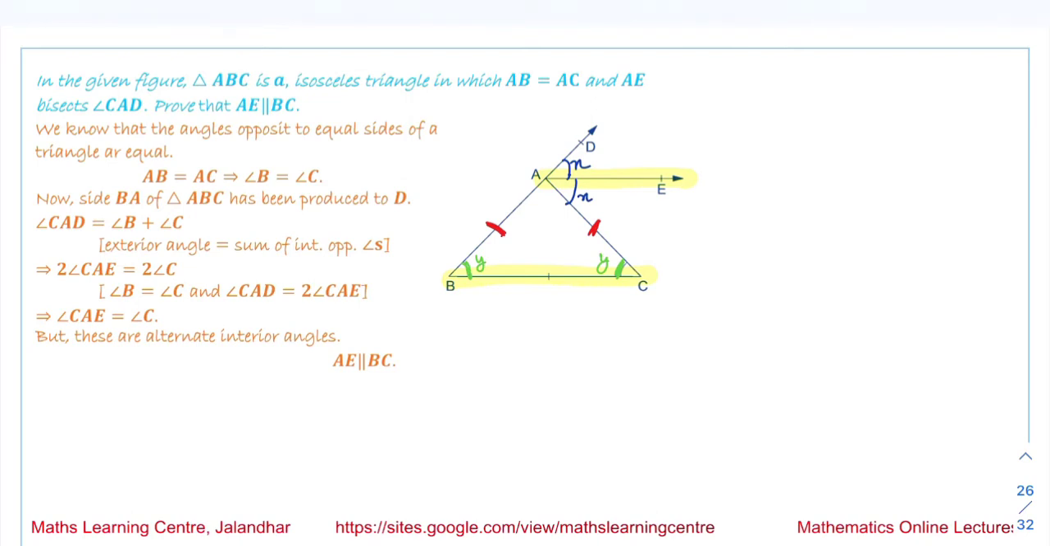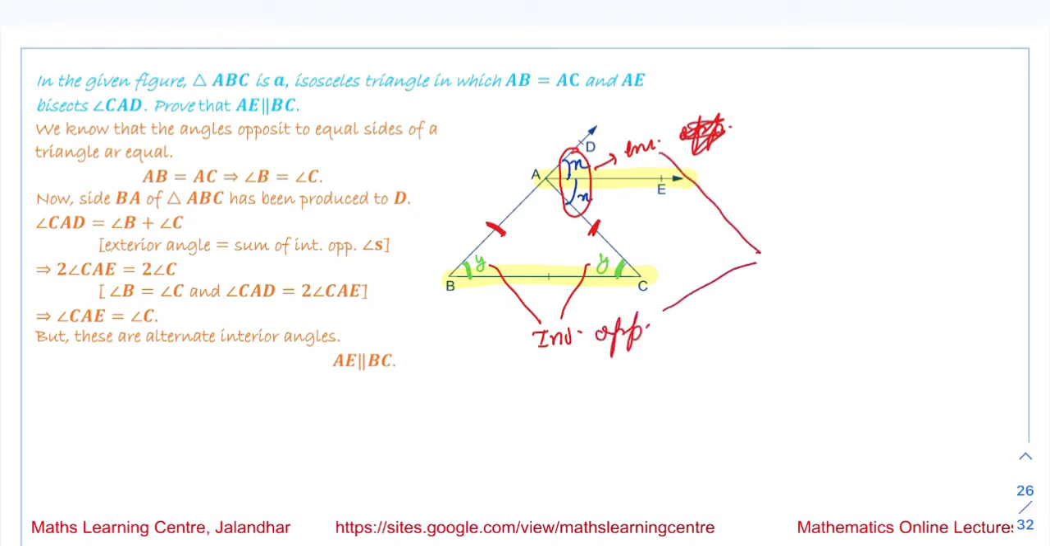Now what we have is, if we calculate the value of the angle CAD, that will be equal to angle B plus angle C. What we are talking about, this angle over here, this is the exterior angle, and these are the interior opposite angles.